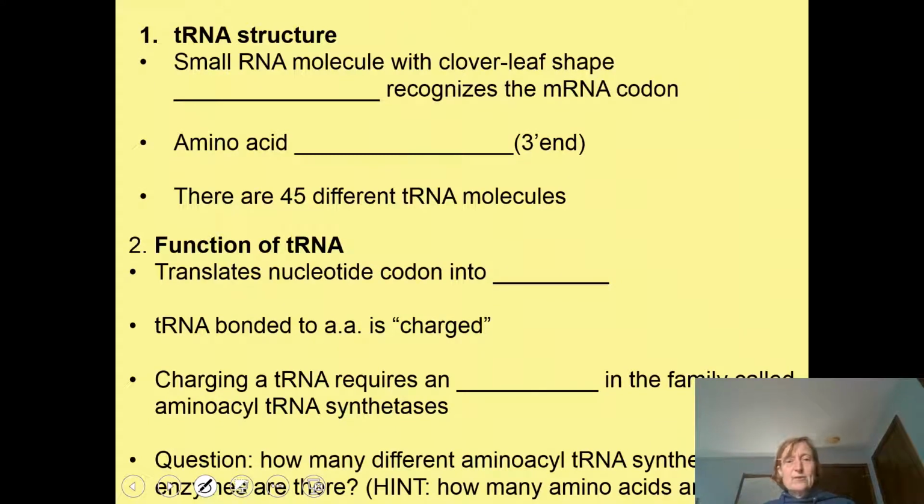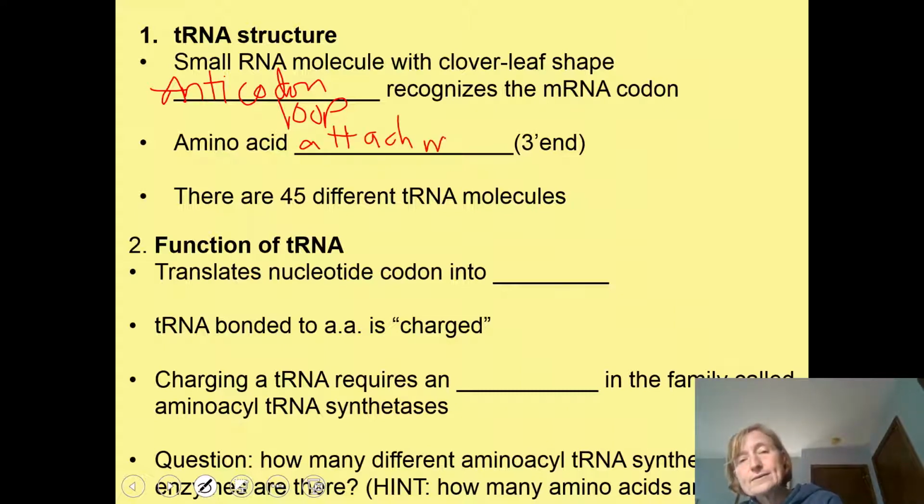So let's fill in a few of these pieces here because we've already covered them. The tRNA molecule is a small RNA molecule with a clover leaf shape. The anticodon loop recognizes the mRNA codon. The amino acid attachment site is at the 3' end, right? And attaches to an amino acid.